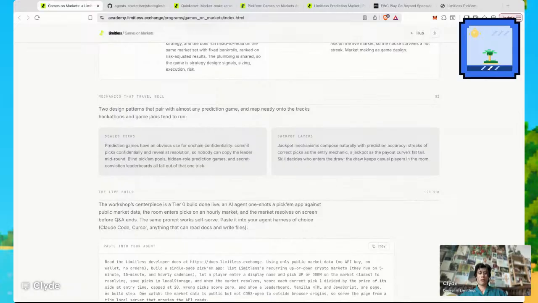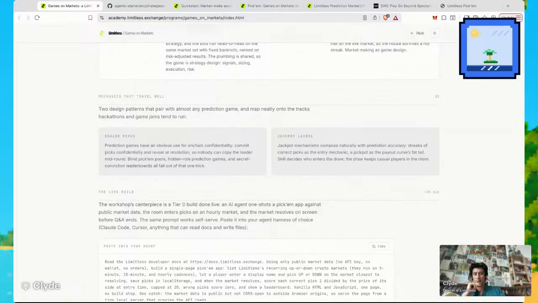And the other classic one are jackpot mechanisms that compose naturally with prediction accuracy, so streaks of correct picks as an entry mechanic. In my view, this is still quite a bit different from any kind of traditional jackpot gaming, in the sense that with prediction markets you're dealing with information generation and broadcasting. So these pooled prizes are actually producing useful things for people to look at and to take into their games, their trading, or their strategies.